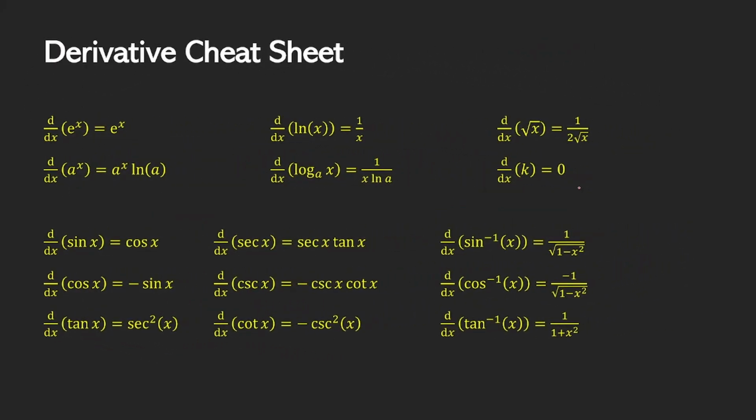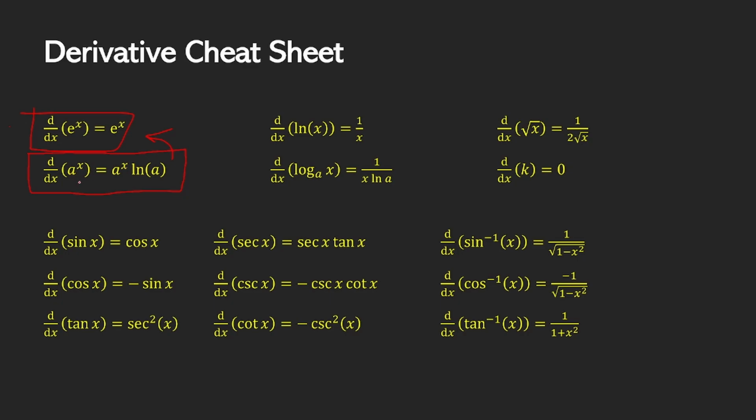Alright. So this is a derivative cheat sheet. These are all the derivatives that you're going to need to memorize to be successful in differential calculus in AP Calc AB. So starting off with this one, I already noted it before in one of the examples. The derivative of e to the x is always e to the x. Similarly, the derivative of a constant a to the power x is equal to a to the x times ln a.